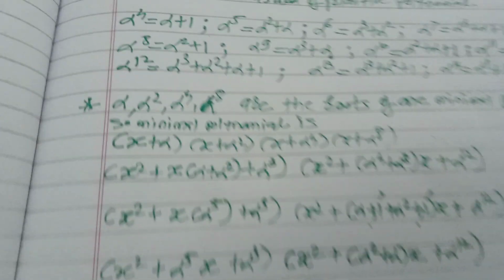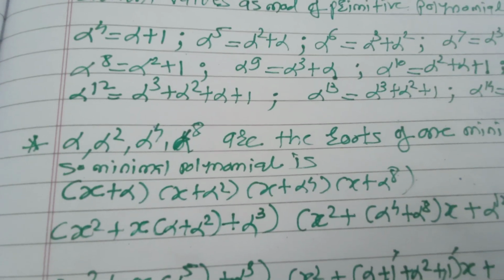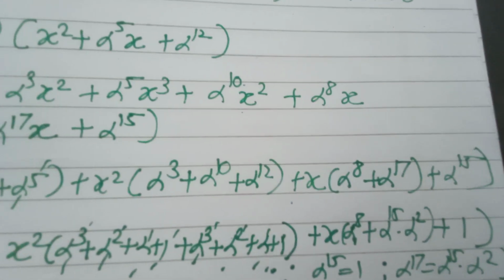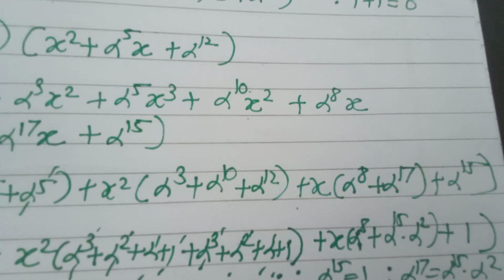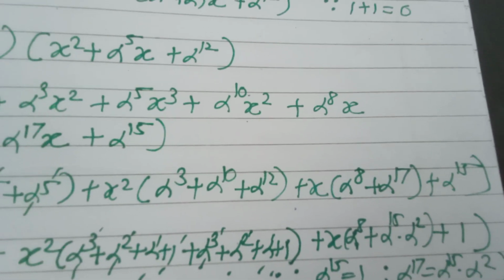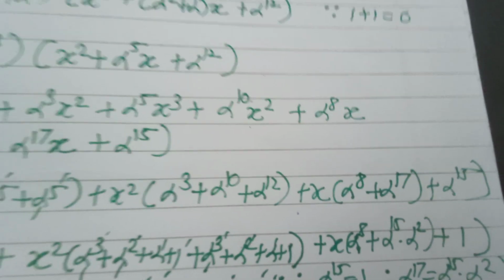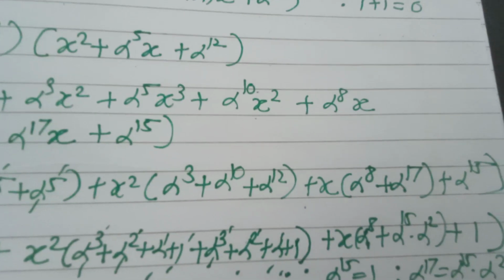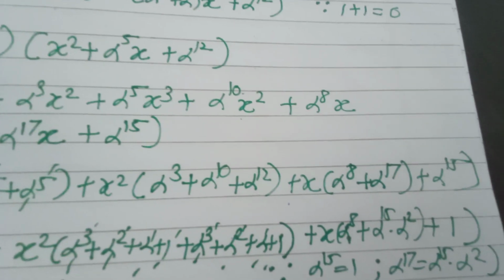Then alpha 12 is alpha cube plus alpha square plus alpha plus 1, then alpha 8, alpha 17 is alpha 15 into alpha square, and we know that if it is Galois field 16, then alpha 15 is equal to 1, if it is Galois field 8, then alpha 7 is equal to 1. So alpha we have to take it as alpha 15, so we can replace it with 1.